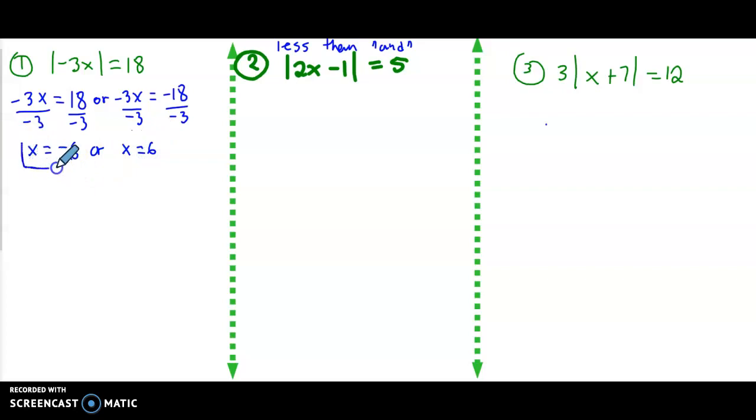And a negative divided by negative is positive. These are the answers, and I'm going to go ahead and check them really quickly in the original equation. If I put negative 6 in here, I'm going to have absolute value of negative 3 times negative 6, which is 18. And absolute value of 18 is 18. That is true. If I put 6 in here, absolute value of negative 18 would be 18, and that is true.